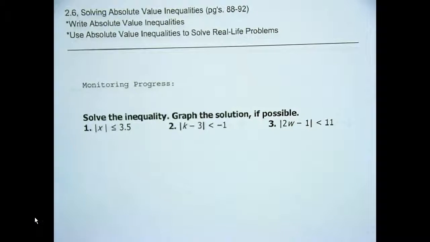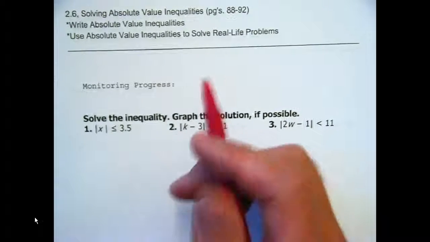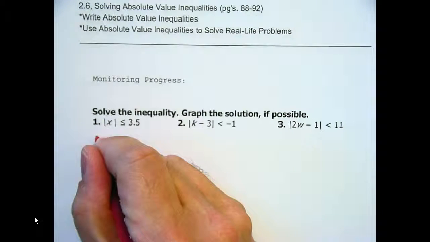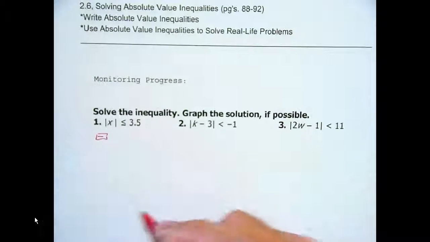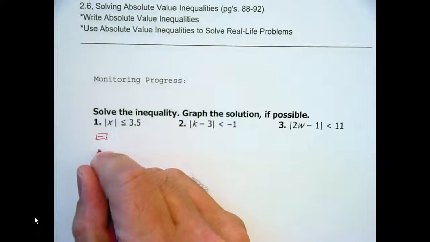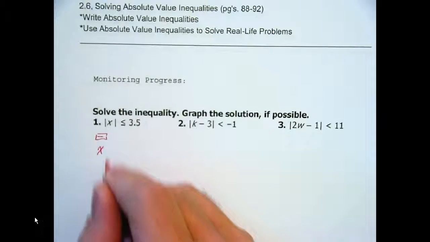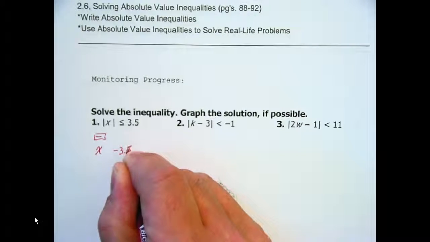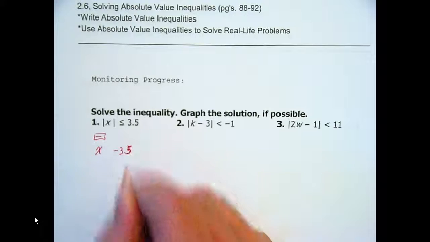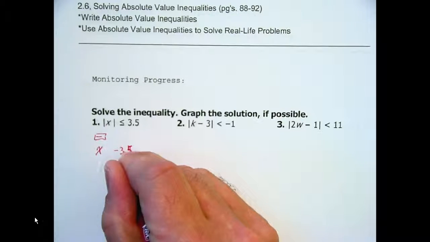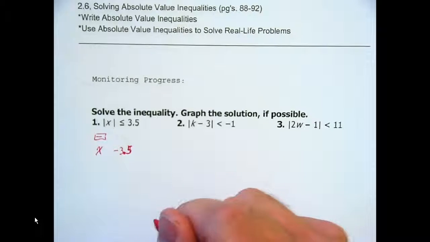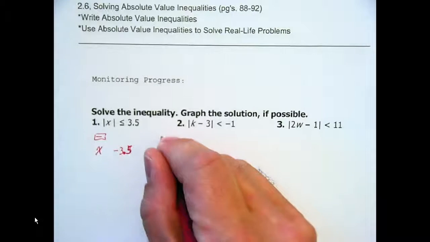What did we get for number 1? Who set up their cases? What's my negative case? It is less than or equal to negative 3.5. So we get x and negative 3.5, right? Everyone agree? All right. That's the negative case. Notice I didn't put a symbol in between. Okay, I'll do that here in a minute.